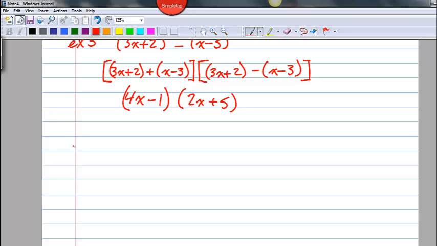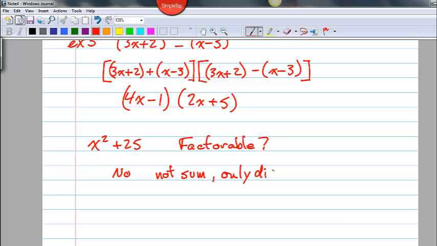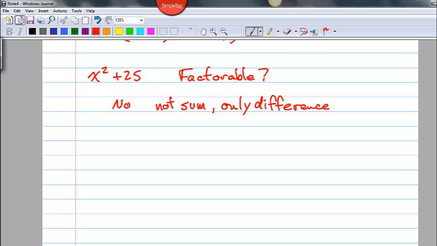Notice on the right, the 2x plus 5 comes from 3x minus x and 2 minus negative 3, which is the same as 2 plus 3. x squared plus 25 is not factorable. The difference of squares would be x squared minus 25. We can factor that, but not the sum of squares. So x squared plus 25, or any sort of perfect squares added together, can't factor.